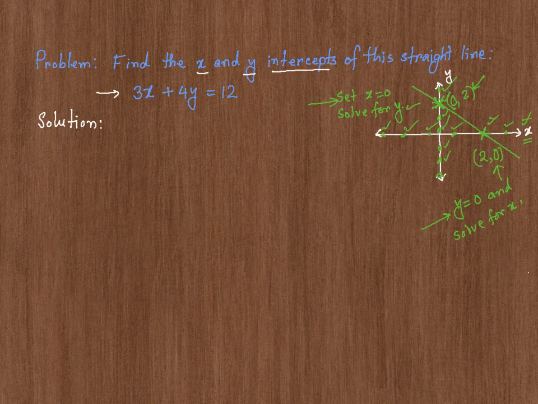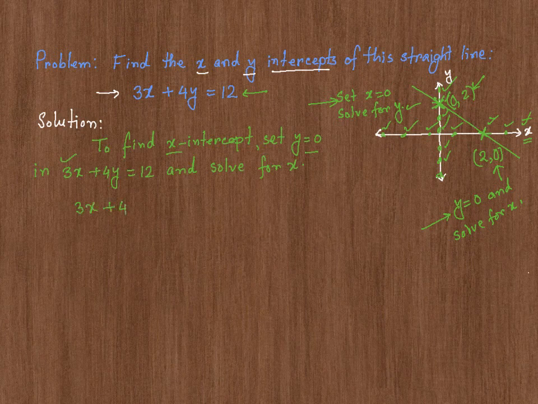Now we are going to do the exact same thing, but for this equation, which is the equation of a straight line. So to find the x-intercept, we are going to set y to 0 in this equation and solve for x. So it's going to be 3x plus 4 times y, but y is being set to 0, is equal to 12, or 3x, this is going to be just 0, is equal to 12, and x is going to be, by the way, 4 if I divide both sides of this equation by 3. So the x-intercept is going to be at 4, 0.